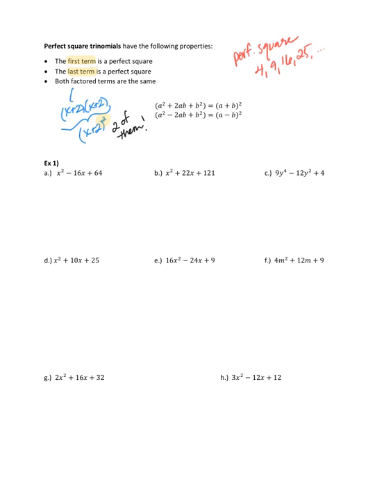Okay, so let's take a look at the first example. And we have x squared minus 16x plus 64. So the first term is a perfect square, right? Because it's just x squared. So that's good. We know that's x and x. So we're good there. And 64 is a perfect square. We know that this is 8 times 8.